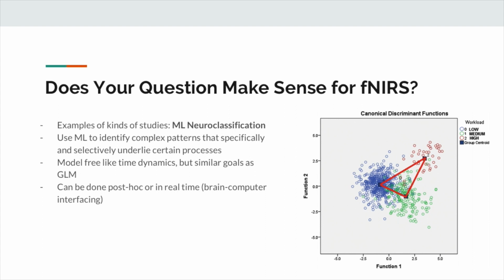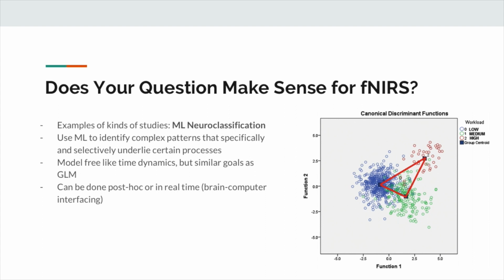And then another family of studies you might want to run is kind of neuro classification studies. You're really leveraging the machine learning capabilities here. So you'd be using machine learning to identify complex patterns in brain activity that specifically and selectively underlie certain processes. This is model-free, like the time dynamic stuff is, meaning that you don't have an a priori assumption about what the data is going to look like, but it has similar goals to GLM in that you're trying to be able to differentiate with the brain different processes happening. And this can be done post hoc, or it can be done in real time.